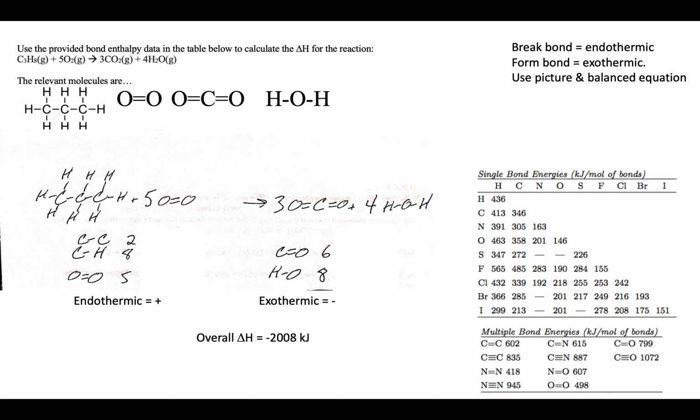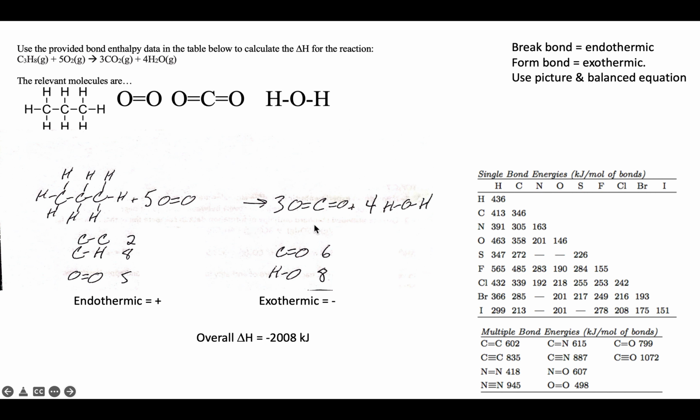For this one, instead of breaking a select number of bonds and seeing how I'd put it back together, I'm just going to break all of the bonds to get all the independent atoms and then put them all back together. So I see that in the molecule, I have 2 carbon-carbon single bonds. Carbon and hydrogen, 1, 2, 3, 4, 5, 6, 7, 8 of those, 8 moles worth. And then oxygen double bond, 5 moles of that. Those will all be endothermic because it's breaking the bonds.